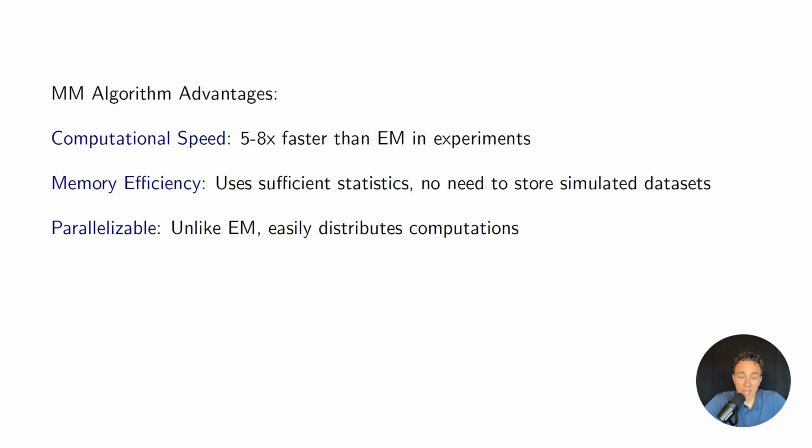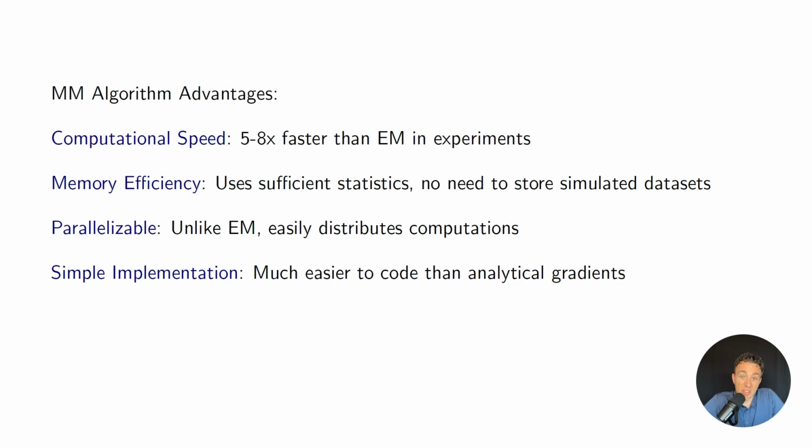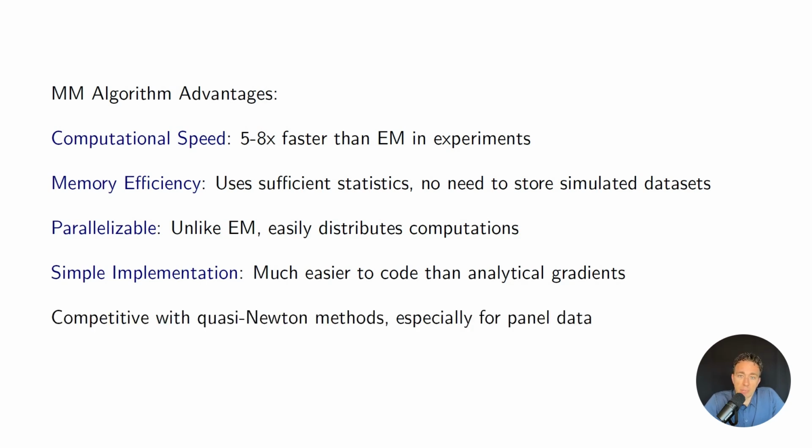It's also parallelizable because you can do these computations in a distributed manner. You don't have to have all the data in one chunk to do the updating like you do with the EM. And then finally, it's just a lot easier to code up because you don't have to code up the analytical gradient of your likelihood function and so on and so forth. So it's competitive with what's called a quasi-Newton method, especially if we have a large amount of panel data. Again, I'm not going to get into what's quasi-Newton versus Newton-Raphson, etc. You can look that up if you're interested.